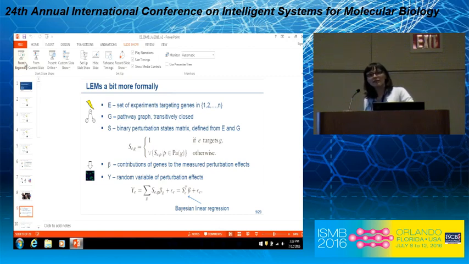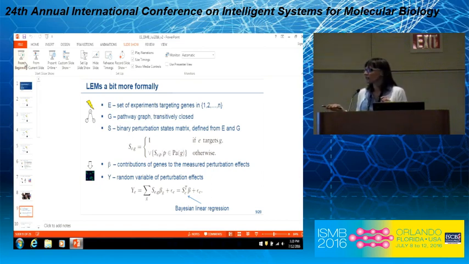Now when you have E and G, we define what we call a binary perturbation states matrix. That matrix has rows for experiments and columns for the genes, and it just says which gene is either directly or indirectly perturbed in which experiment. Formally, this means that the entry S_EG for an experiment E and gene G is 1 if experiment E directly targets G, or it's 1 whenever any of the parents of G in the graph G has value 1. So it's a disjunction of the values of the parents.